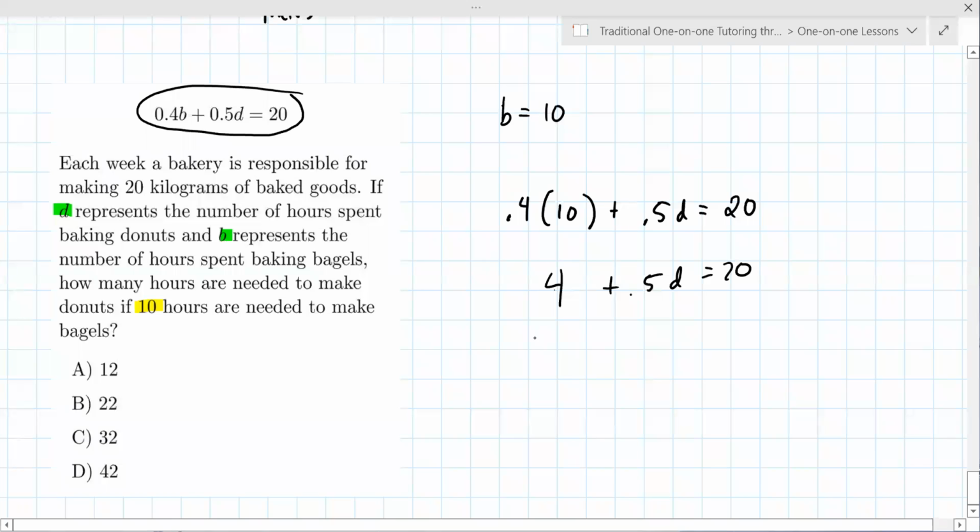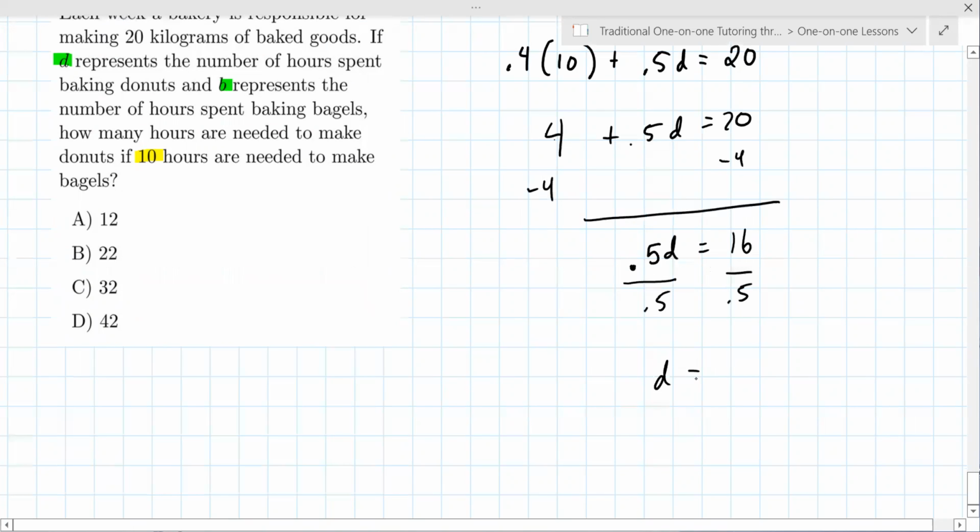Now we're going to subtract 4 from both sides. What is 20 minus 4? That is going to be 16. Good. And then you divide both sides by 0.5. What is 16 divided by 0.5?